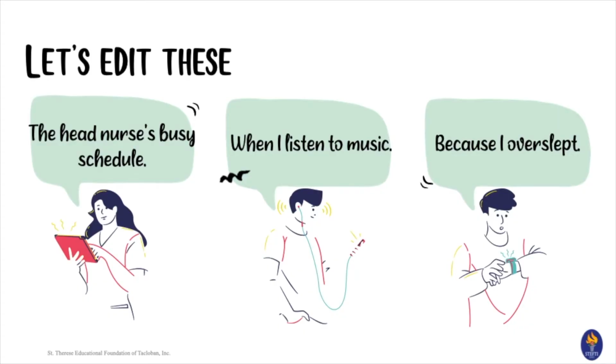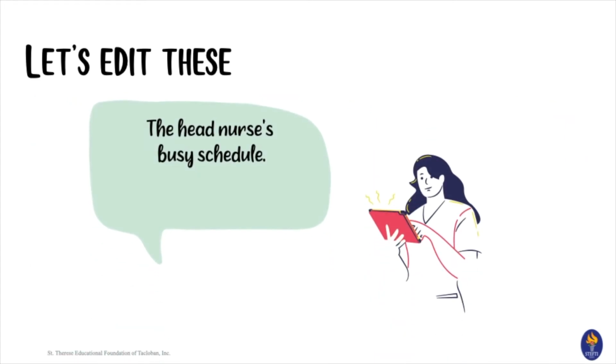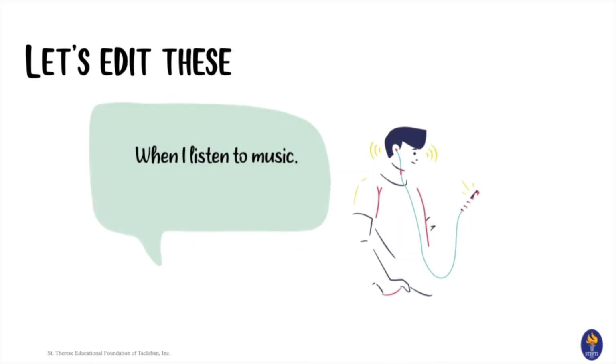Let's make the proper changes to form sentences out of these fragments. To do that, we would need to supply the missing parts by adding a subject or a predicate. The head nurse's busy schedule. First, we need to remove the period and add a predicate to complete the thought. The head nurse's busy schedule prevents her from taking a vacation.